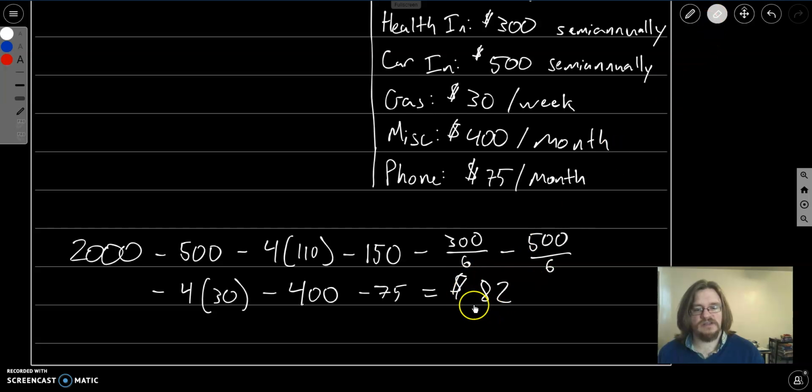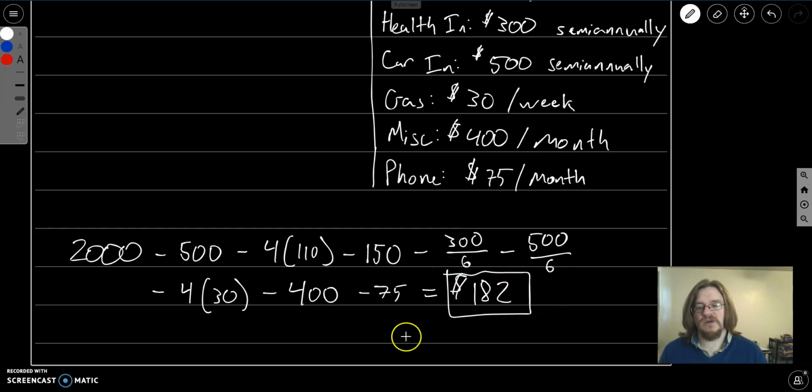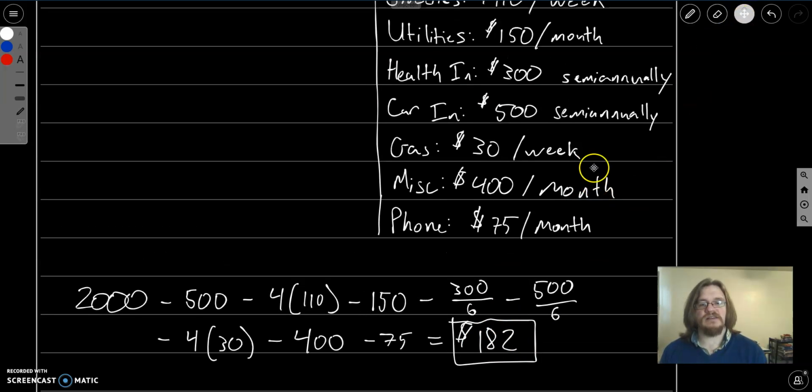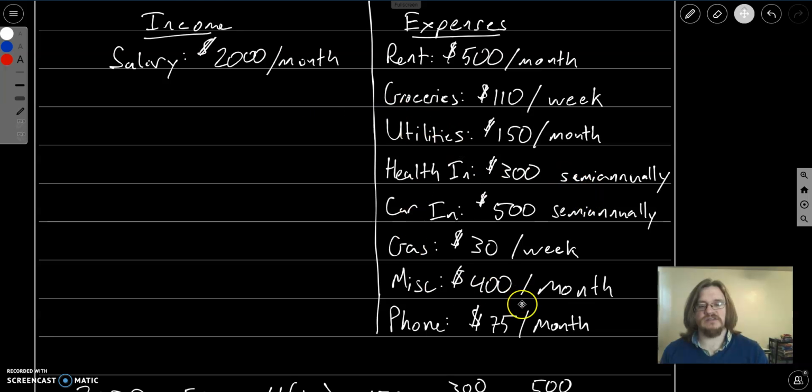My 1 kind of looks like a 7. And this is our net monthly cash flow. We turn everything into how much we spend or earn each month. And when we combine it all together, we get 182. So we are not losing money because this is not a negative number. This is a positive number. So this would mean that at the end of every month, we're increasing by $182. So that's all there really is to this sort of question.